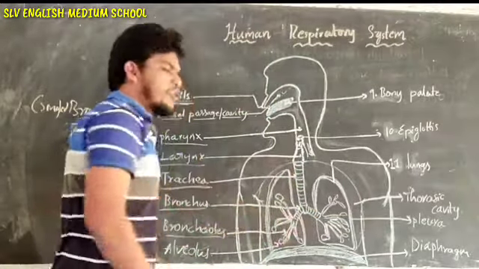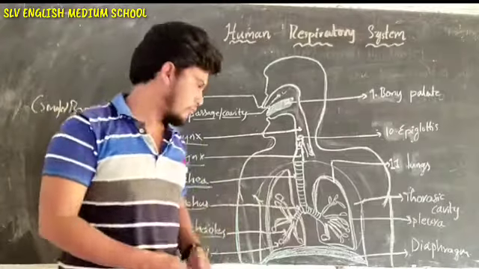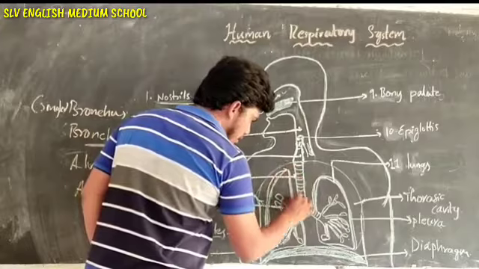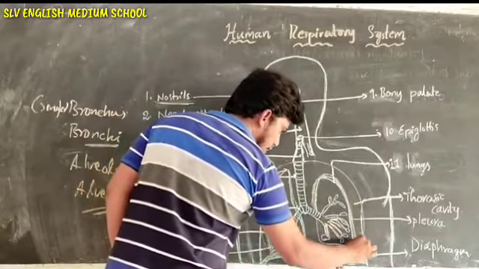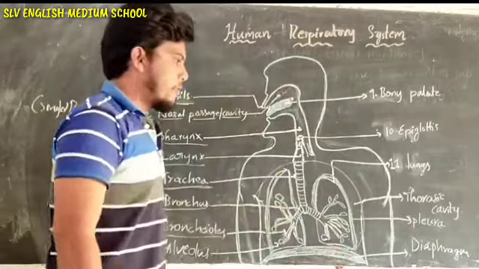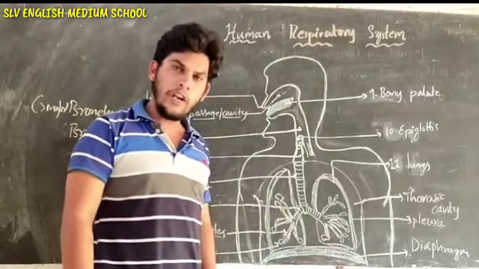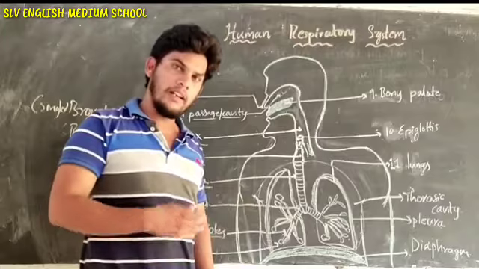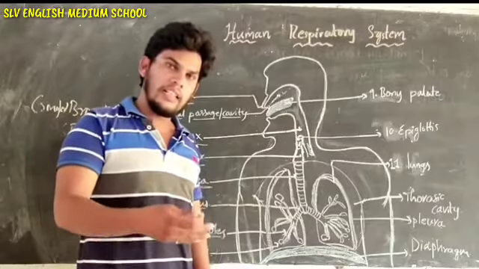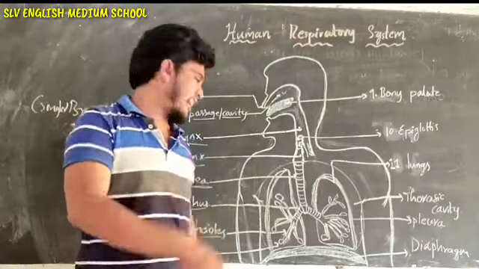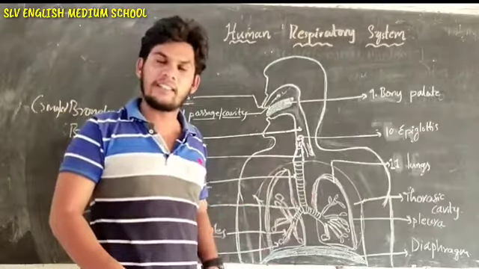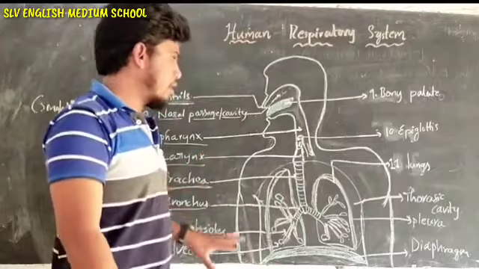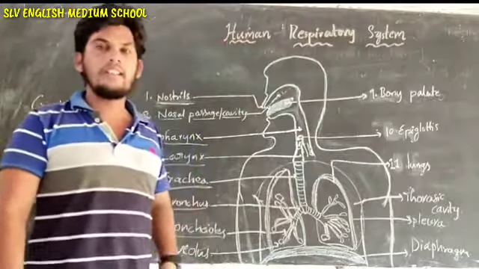These lungs are enclosed by a layer. Look at here. That layer is called the pleura. The pleura layer contains a liquid portion, the pleural fluid. This liquid and this pleural layer protect the lungs from shocks and jerks. This is about the human respiratory system.